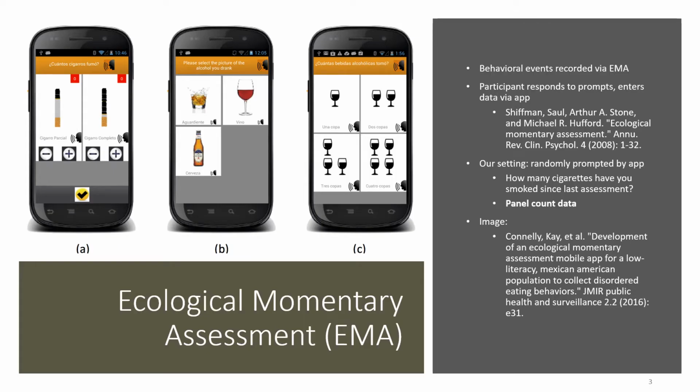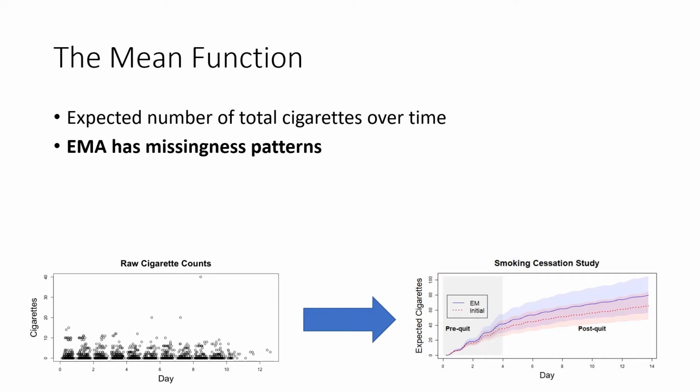The data we look at is called ecological momentary assessment data. Here, behavioral events are recorded via EMAs, and participants respond to prompts and enter data via an app. Our setting involves questions randomly prompted by an app asking, how many cigarettes have you smoked since the last assessment? And this is a type of panel count data. So the mean function describes the expected number of total cigarettes smoked over time. And the challenge in estimating it is that EMA has missingness patterns.